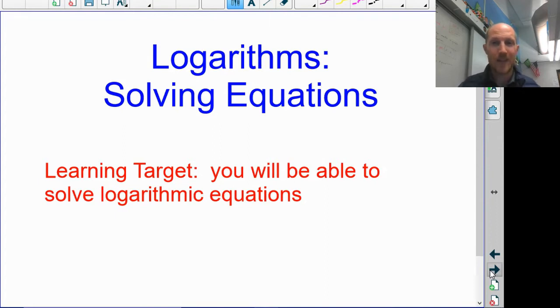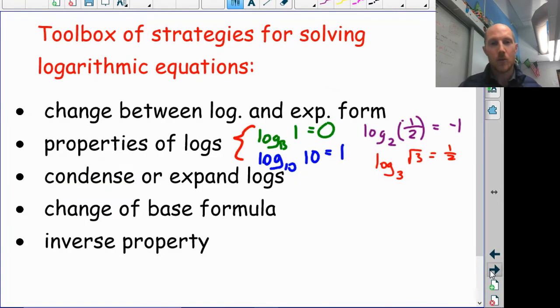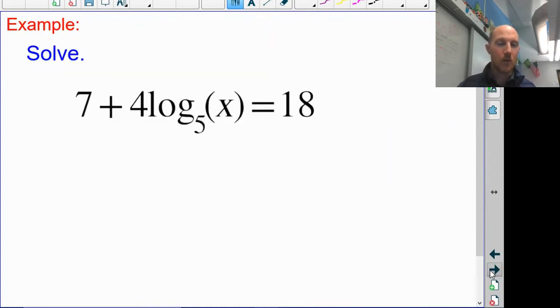Solving logarithmic equations. Our learning target, same as it was yesterday, we'll be able to solve logarithmic equations. So we have this list of strategies. We're not going to make any changes to it today. We've seen this before. No new strategies, just continue to use the same ones. We'll see maybe a couple of different applications of these same ideas. So 2 examples. Here's the first one.